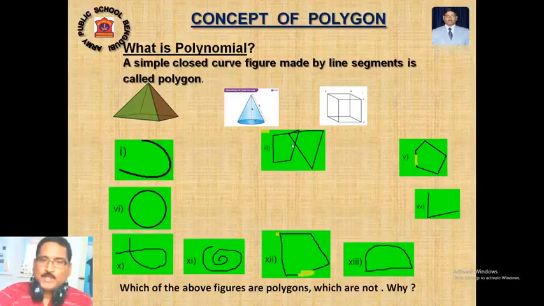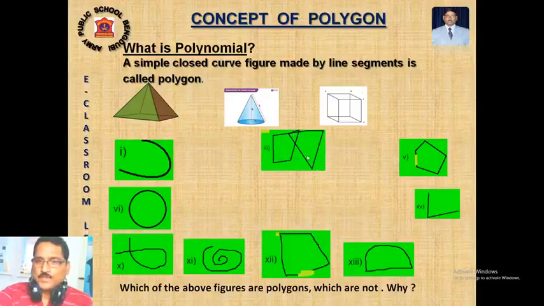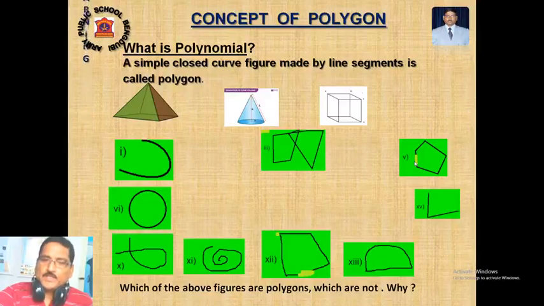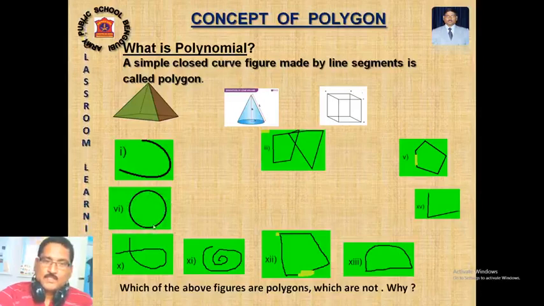This is made by line segments, but not simple. They are intersected somewhere. That's why it is also not a polygon. This is made by line segments, but the figure is open. That's why it is not a polygon. This is a simple closed curved figure. A circle is a simple closed curved figure, a flat 2D shaped object. But since it is not made by line segments, that's why it is not a polygon.